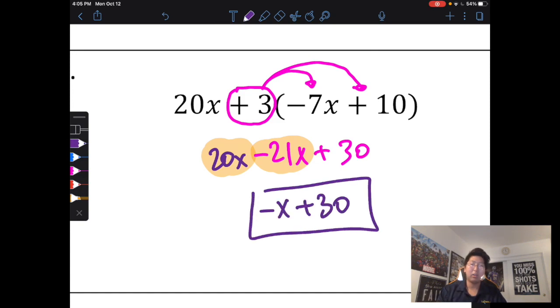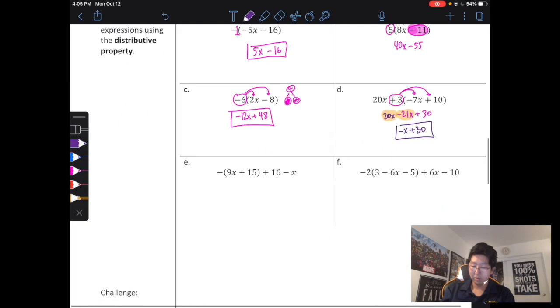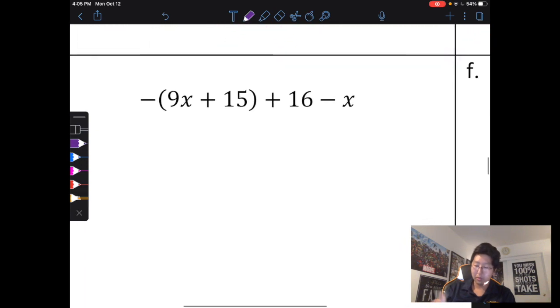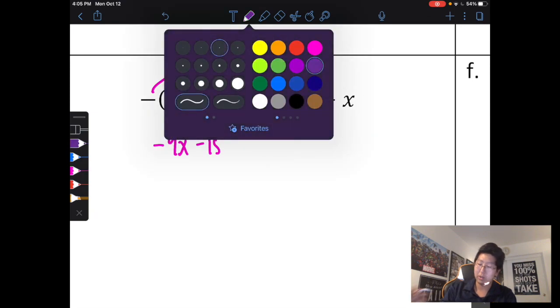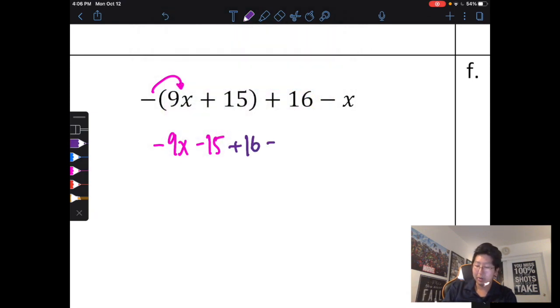And right here, all we're asked to do is simplify. So here we go, combine like terms. Okay, we're not solving here, we're just asked to simplify. Here, we have opposite land, and remember it's just a negative 1. So the opposite is negative 9x minus 15. And then I'm going to copy the rest in purple just because I did that last problem. Plus 16 minus x.